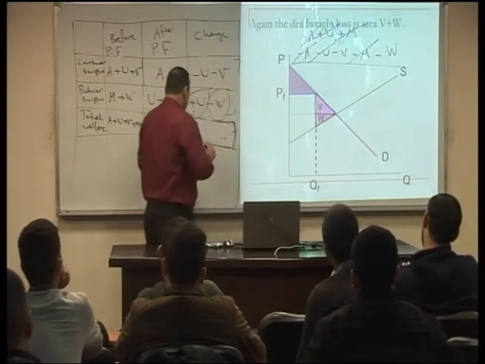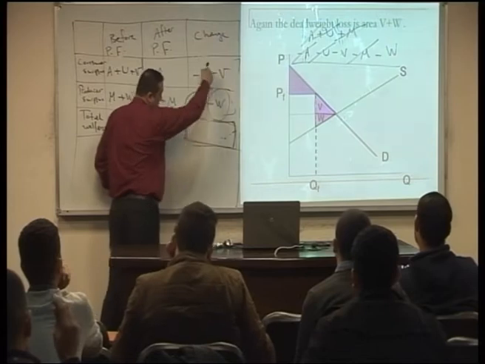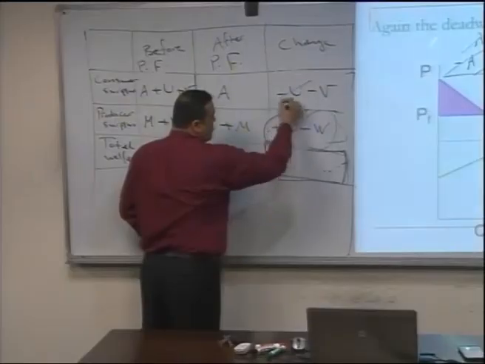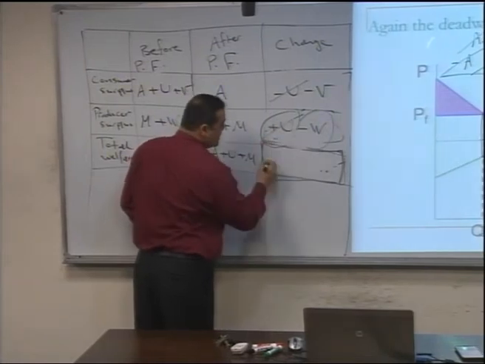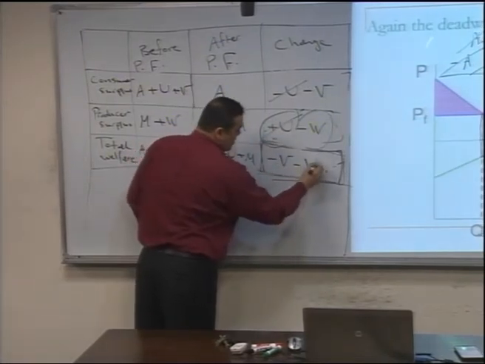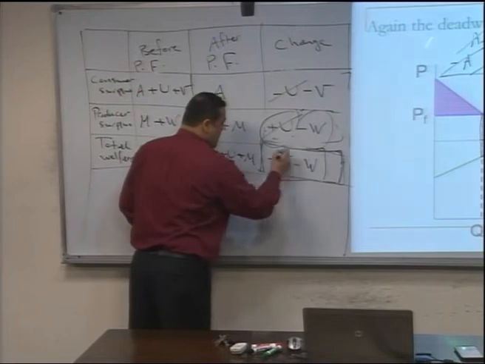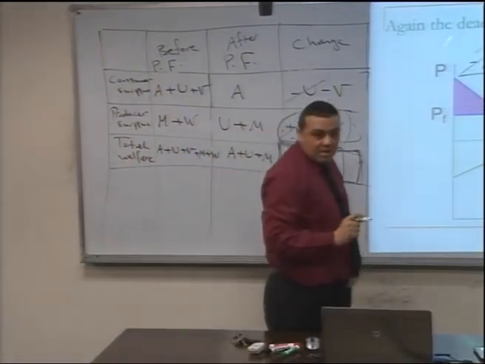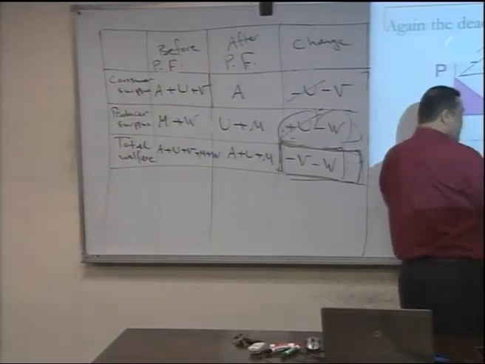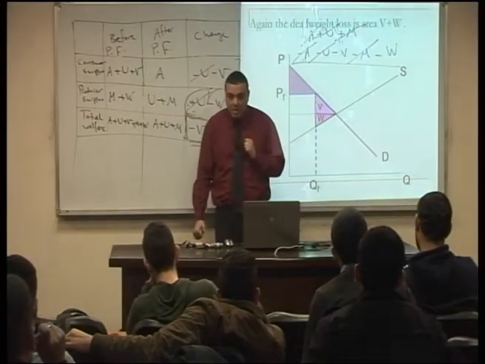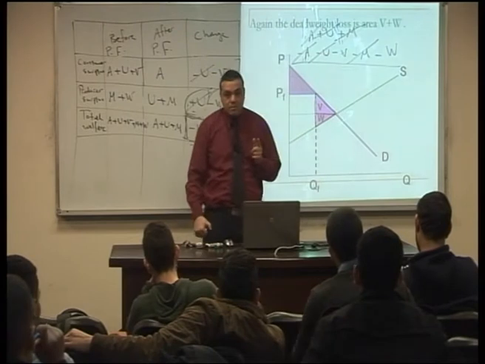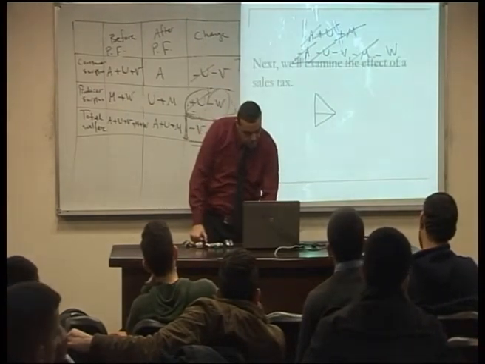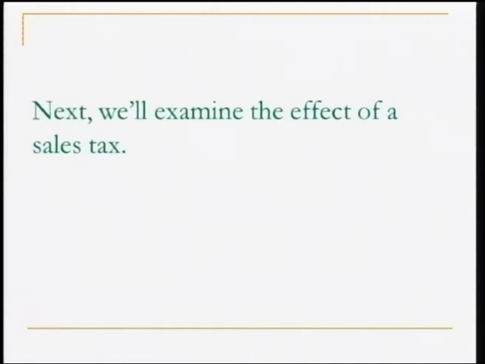Okay? So we can sum these areas, negative U with positive U: minus V minus W. Here we can check it. Minus V minus W is the final result of this policy. Okay? Does anyone have any problem? Okay.